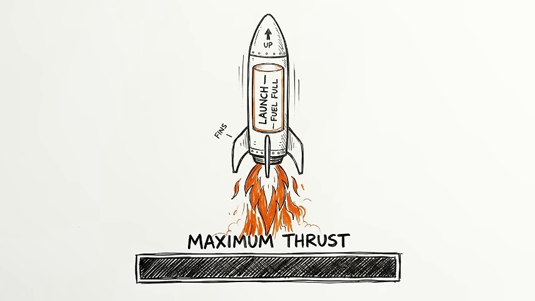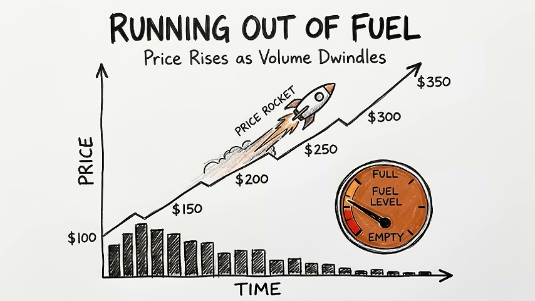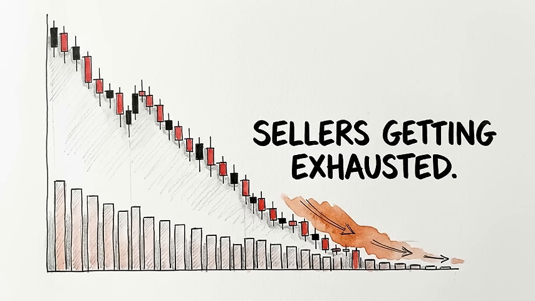Think of a rocket. At launch, the fuel tanks are full. The engine blasts with maximum thrust, but as the fuel burns, the thrust weakens. The rocket slows, and eventually, it falls. That is what declining volume during an uptrend looks like. The move is running out of fuel. Fewer and fewer traders believe in the continuation.